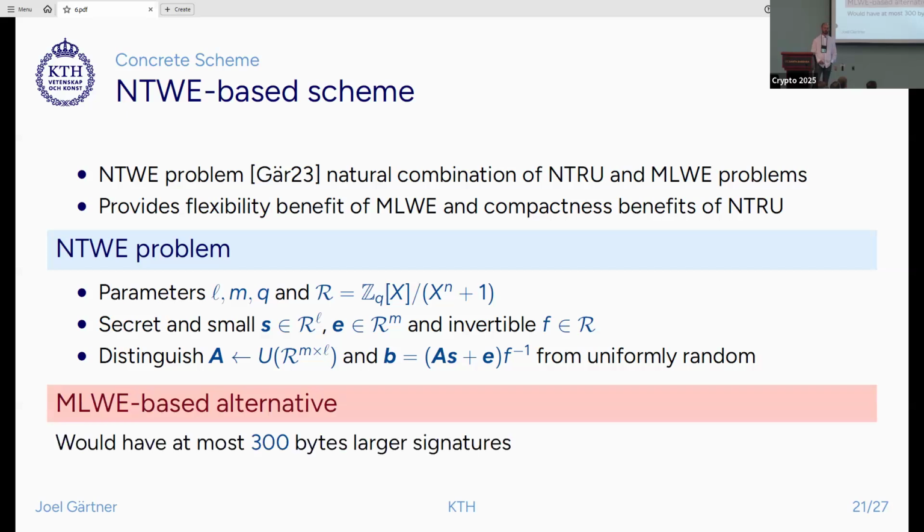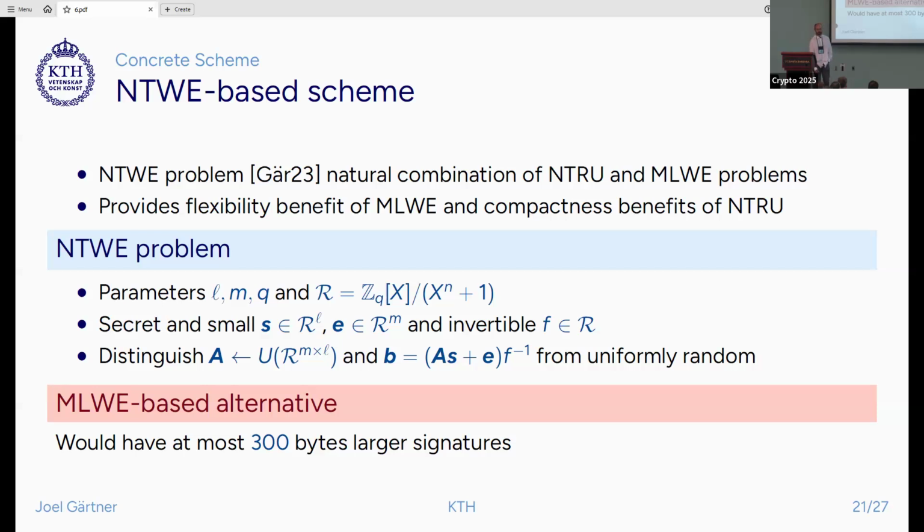And a worry might be that this MTW problem is relatively new and untested, and you might want to rely upon a more standard problem. So an alternative is to have an MLW-based scheme. And this leads to a somewhat less compact scheme, but it only increases the signature size by about 300 bytes, or at maximum 300 bytes. And this still results in a scheme that's significantly more compact than previous Fiat-Shamir-based lattice schemes.